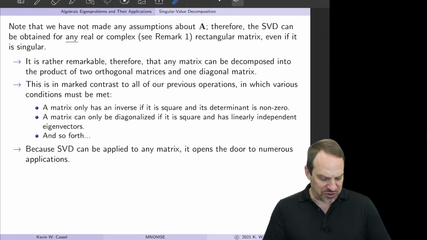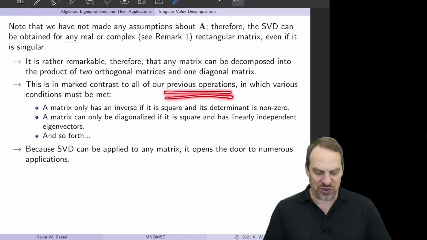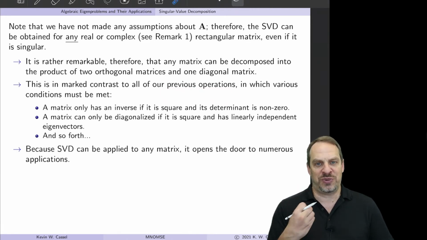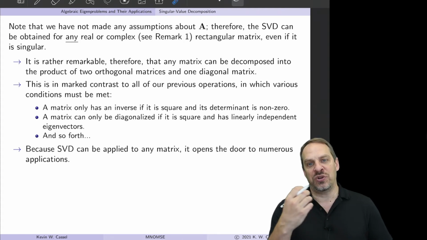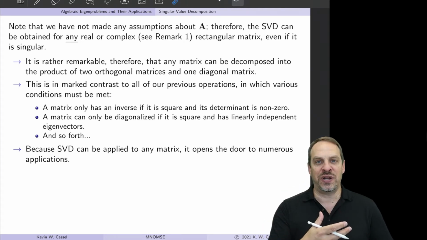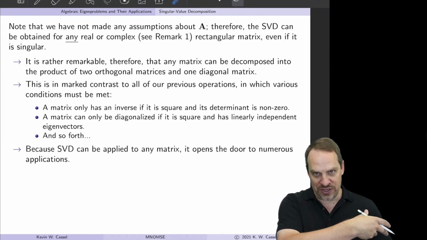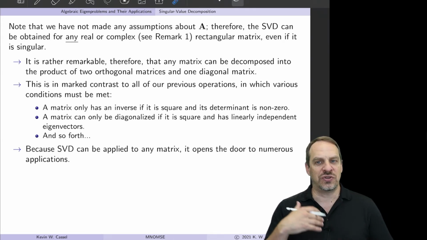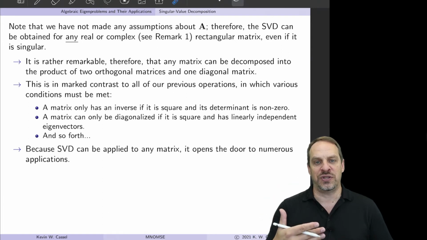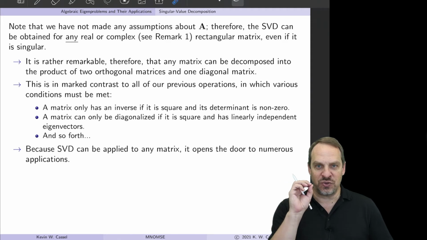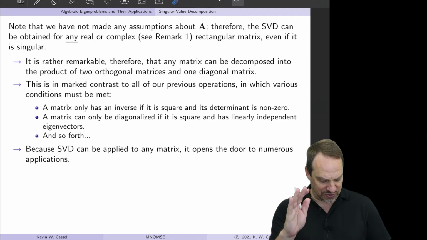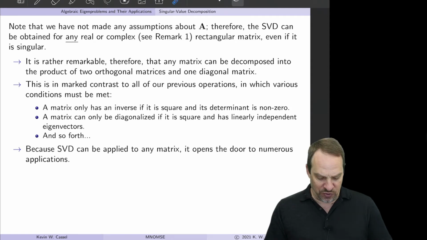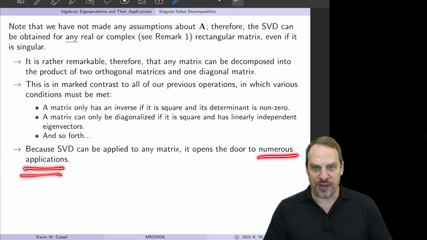And once again, this is really in marked contrast to the previous operations that we've looked at, where we had all these special cases. So if I want to take a determinant, well, the matrix has to be square. If I want to do the inverse, the matrix first of all has to be square, and the determinant has to be non-zero so that it's non-singular, and so on. So there are all these conditions that have to be met for many of these operations. SVD is one of the few operations you can do literally on any matrix. So this is very, very powerful. And this therefore opens up a number of very powerful applications.